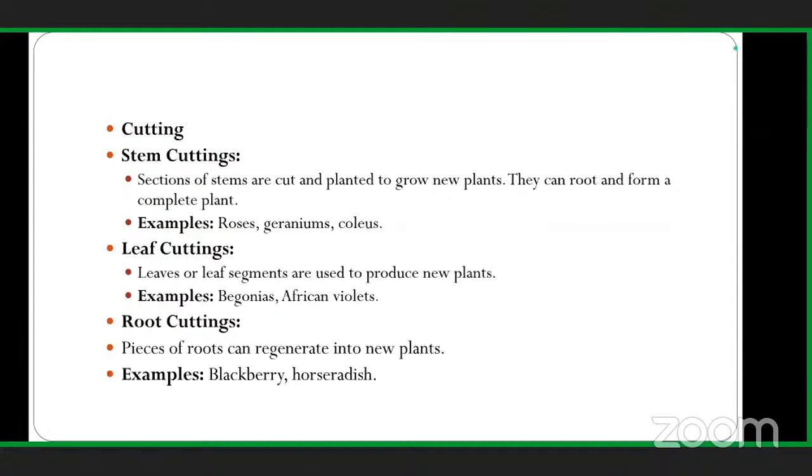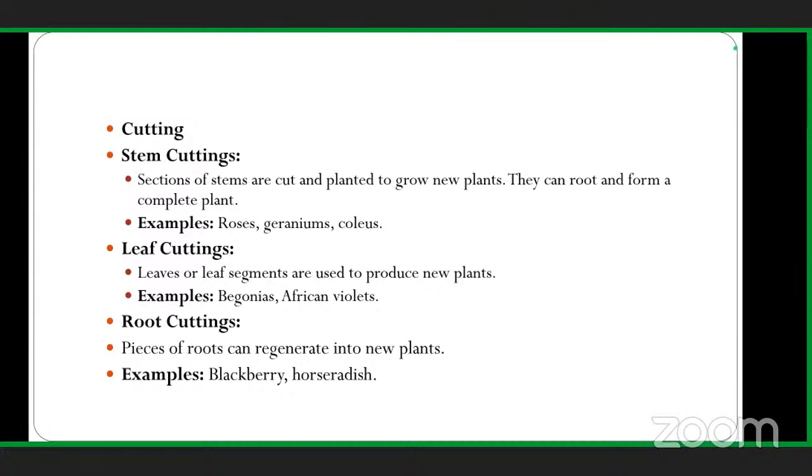Next is cutting. You have seen that roses are the most common example of stem cuttings. Sections of stems are cut and planted to grow a new plant. We will cut the stems from one place and plant them in another ground. Then we will see that a new plant will grow. So that is stem cutting.